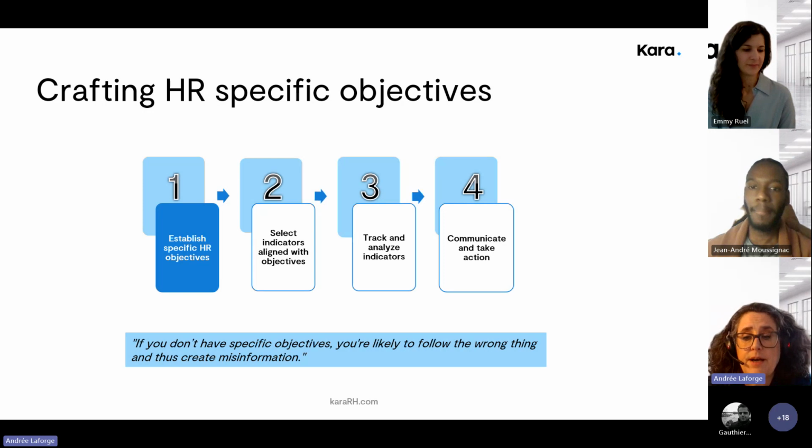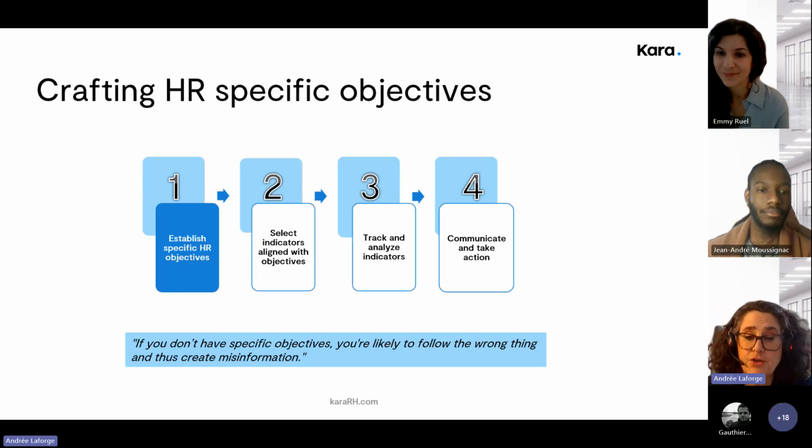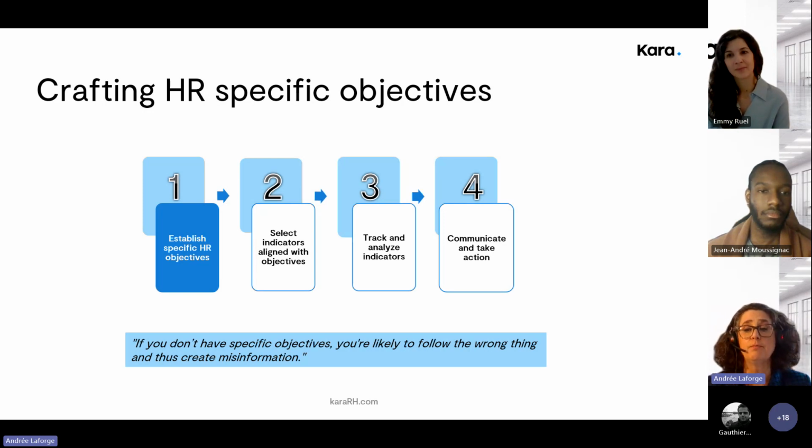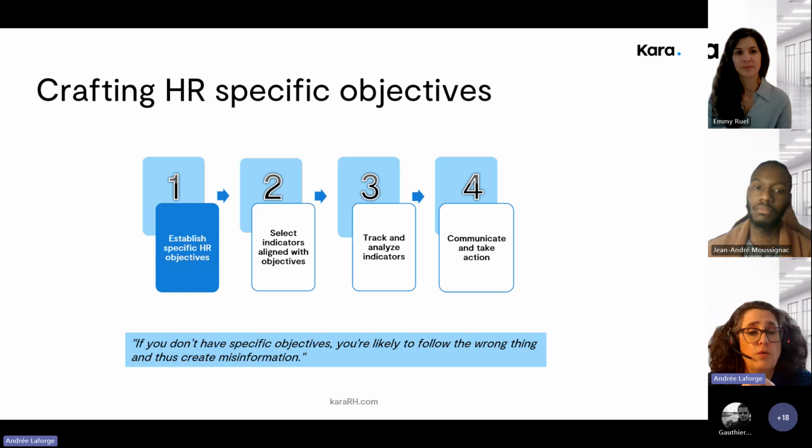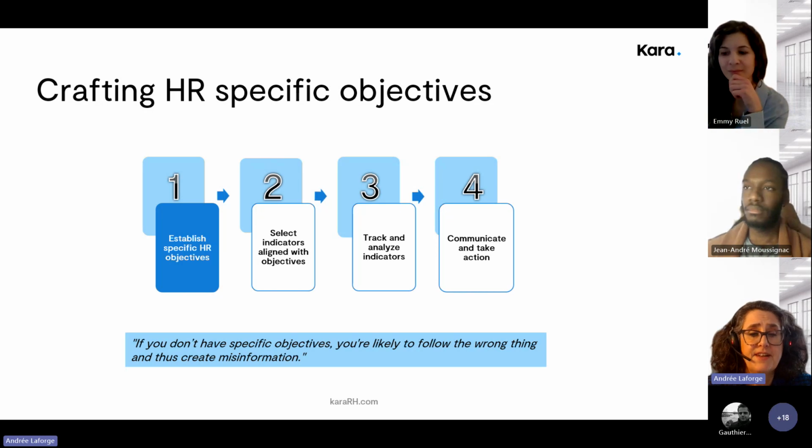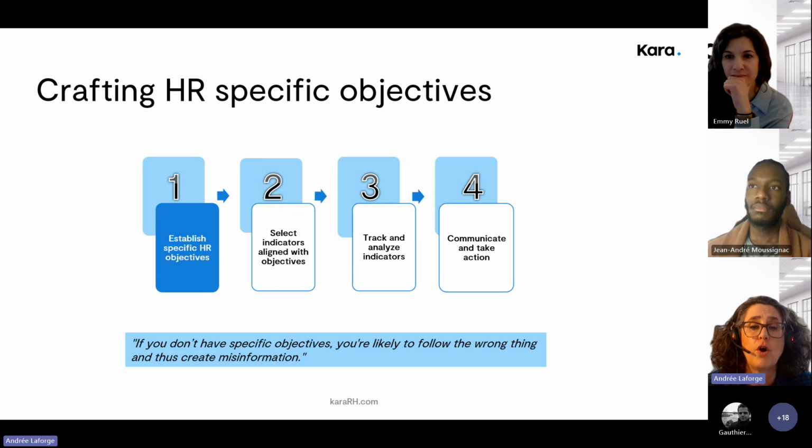The second step. Once you have established your HR objectives, the next step is to select the indicators that will help you measure progress toward those objectives. The indicators you choose should directly reflect the goals you've set in the first step. They could include metrics related to employee turnover, engagement, productivity, diversity, or any other aspects relevant to your HR strategy. Remember, the key here is relevance. If an indicator doesn't contribute to your objective, it's better left out.